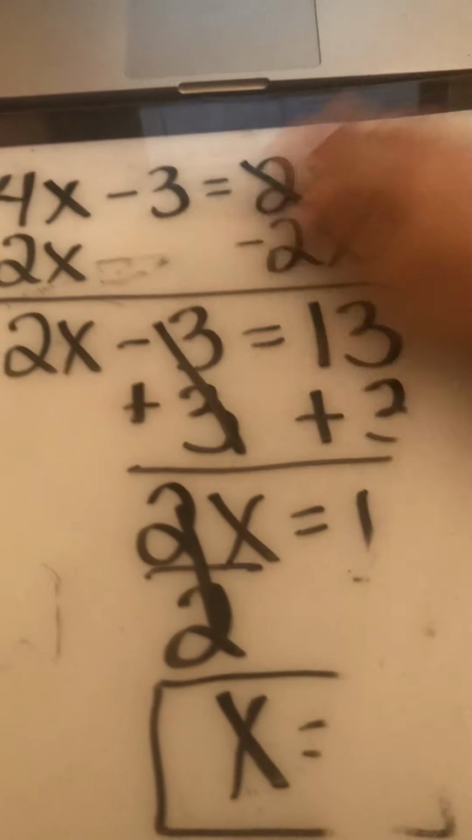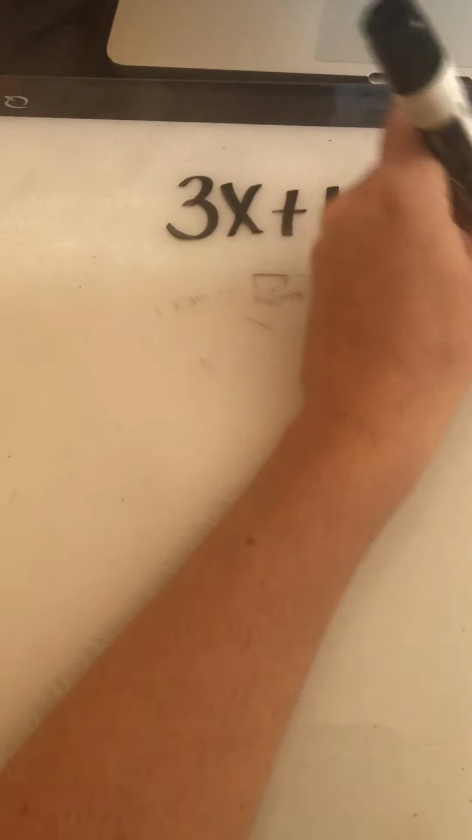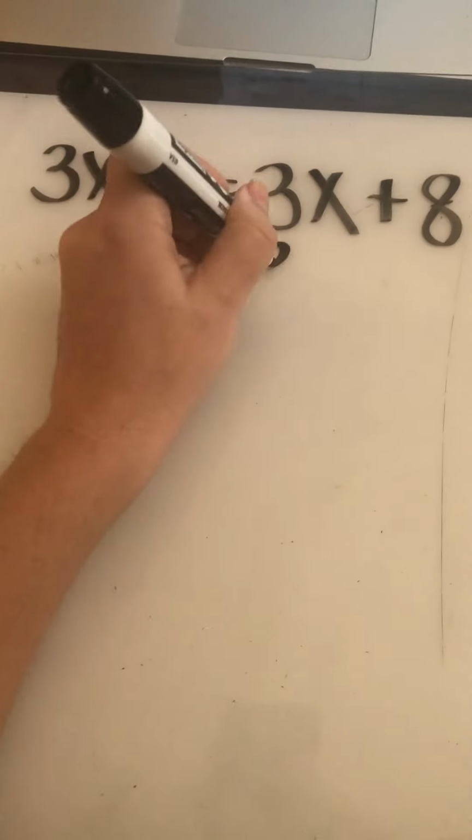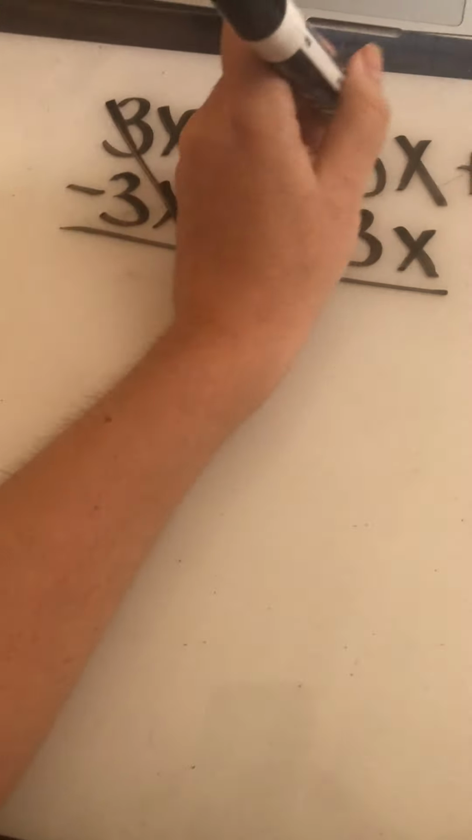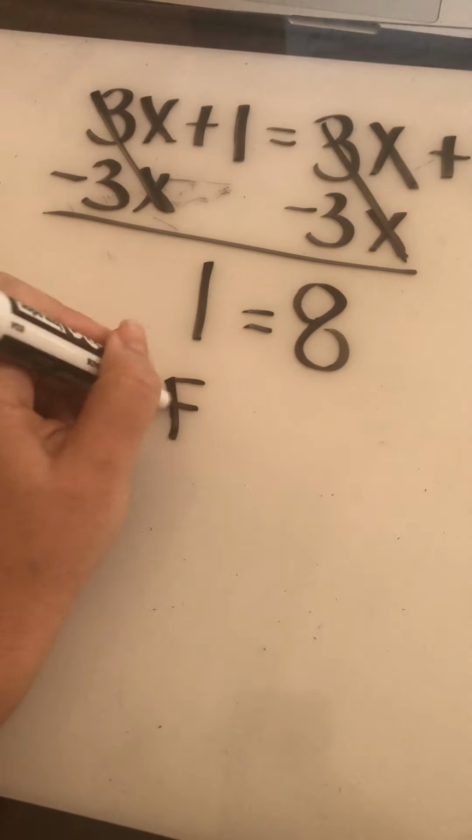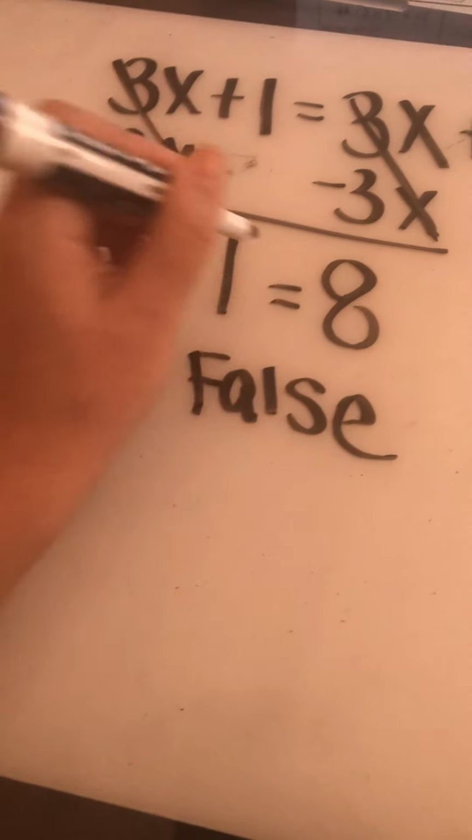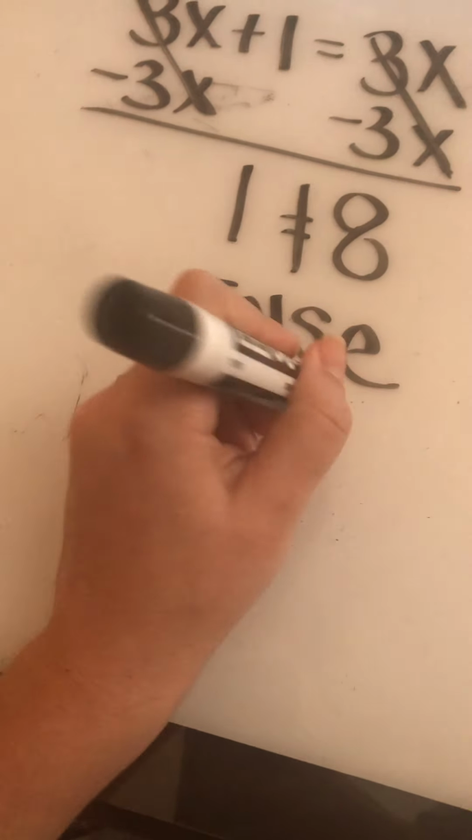So what else could happen? Well, you could be given an equation and then get a false statement. You guys should all know by now that if that's the case, for example, if I had 3x plus 1 equals 3x plus 8, and we started solving this, both my x's would cancel out, and I'd be left with 1 equals 8. This is a false statement. Since it's not true, that means these lines will never intersect, so there would be no solution.